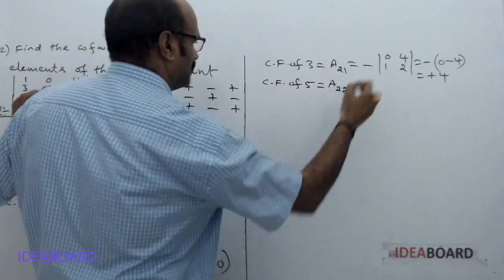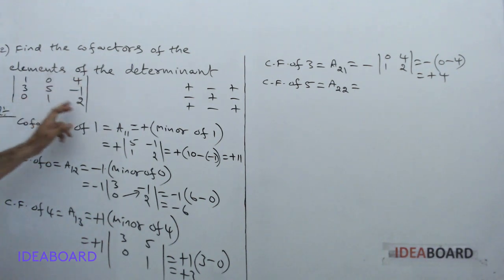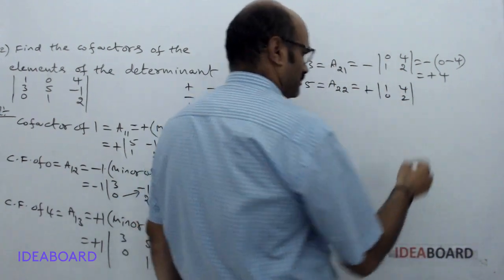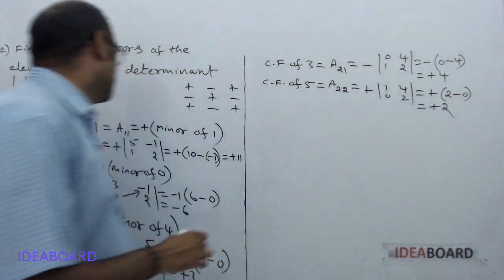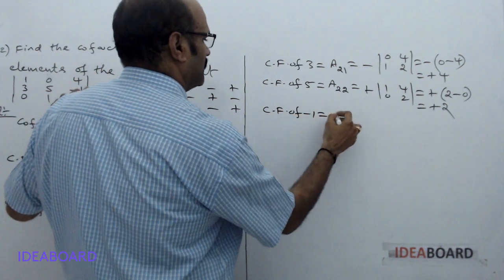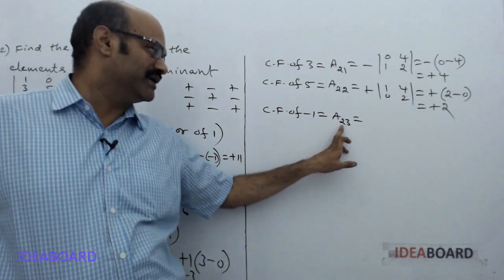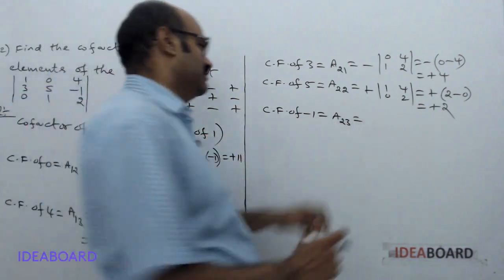Now cofactor of 5 equal to A22 equal to, remove second row and second column, so that we get the remaining 4 elements 1, 4, 0, 2. Plus of determinant of this one. So plus 2 minus 0, so plus 2. Next, cofactor of minus 1 equal to A23 equal to minus 1 whole power 2 plus 3, minus 1 whole power 5, minus only. So take minus directly.